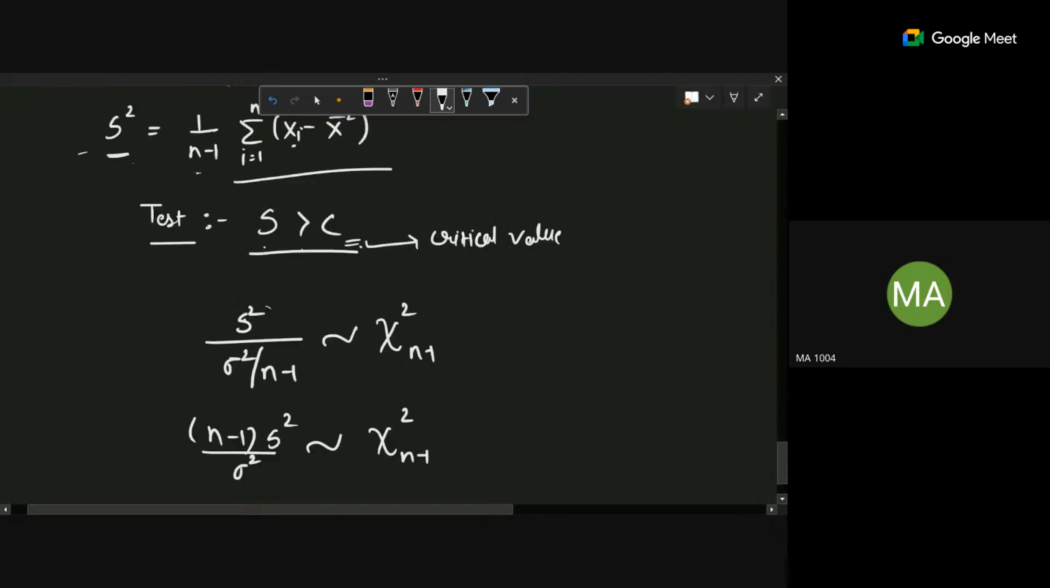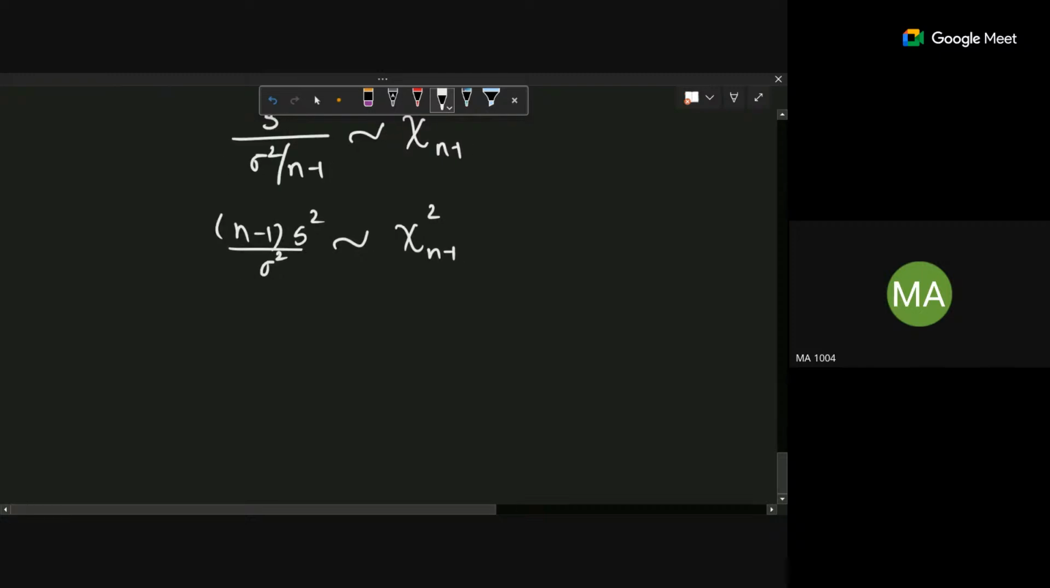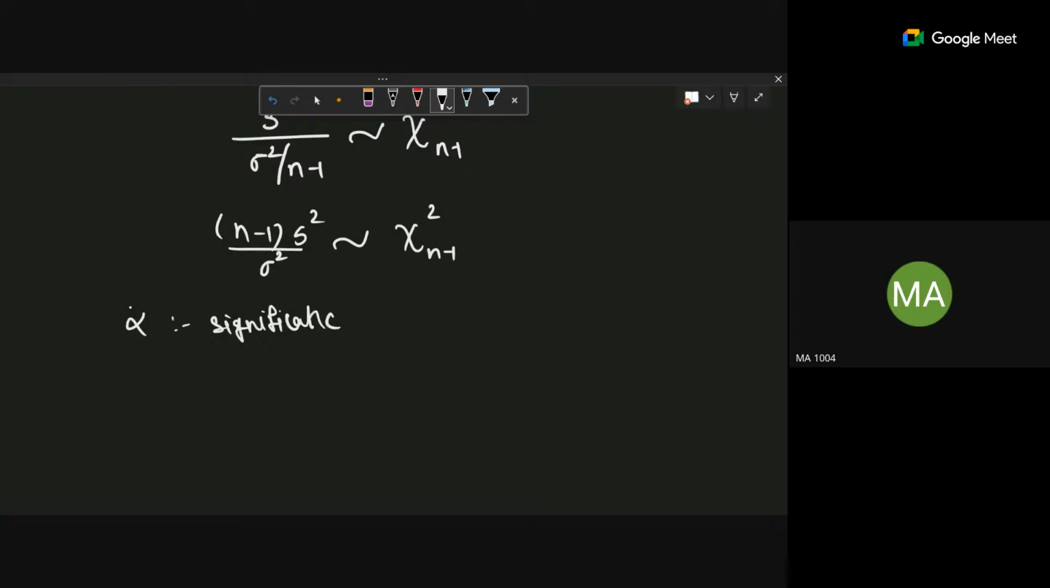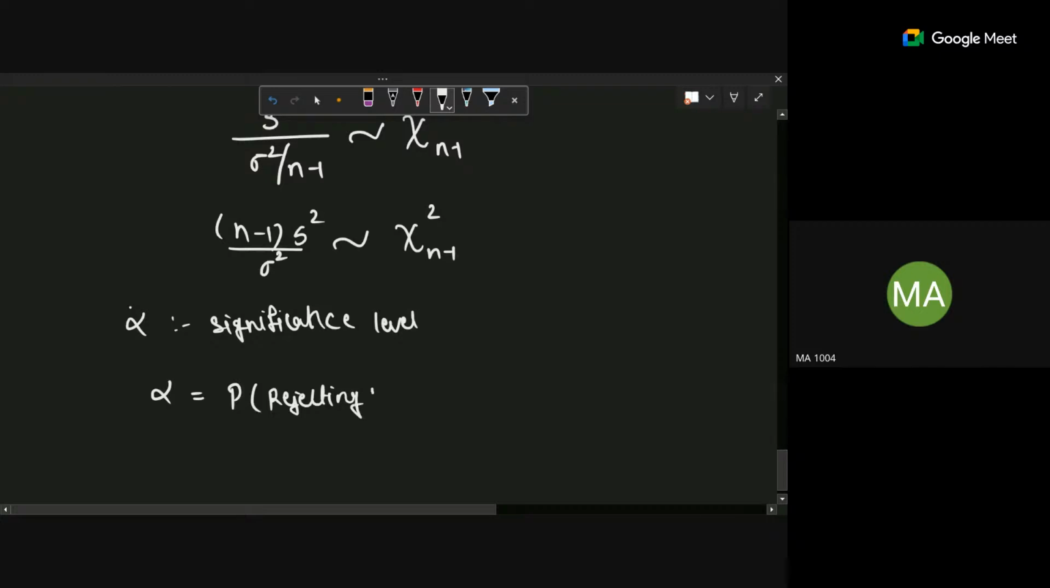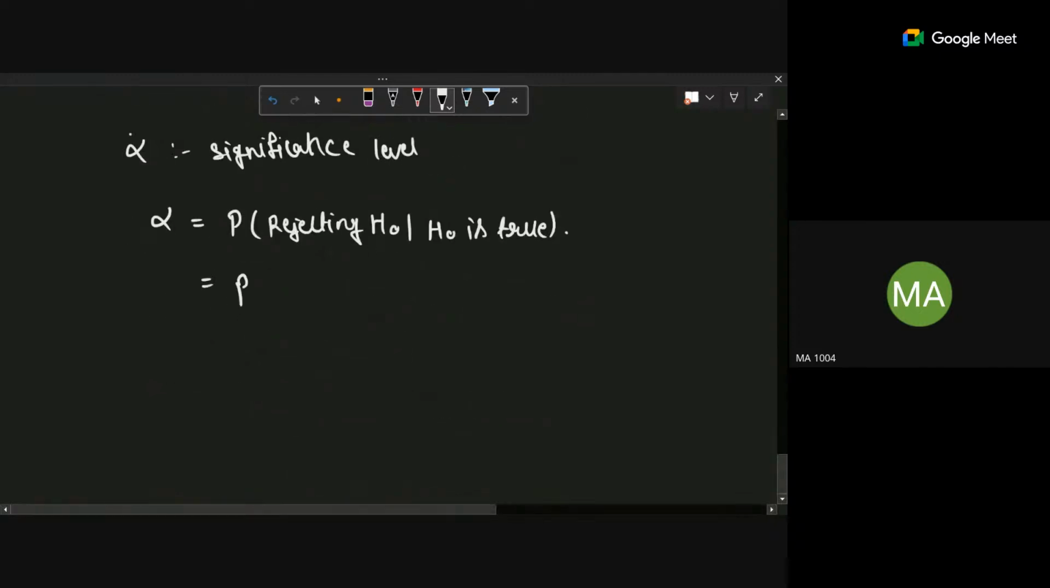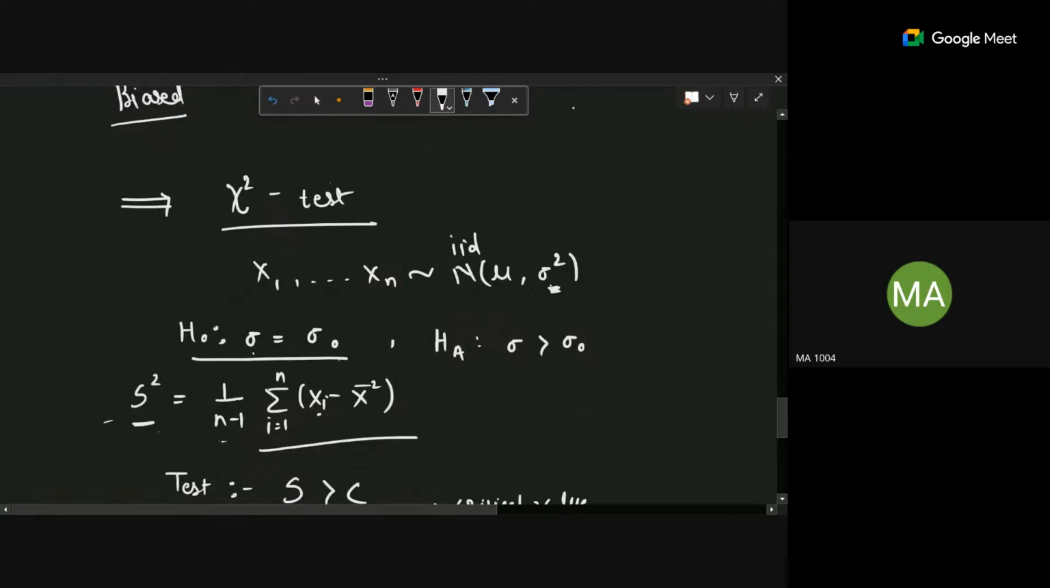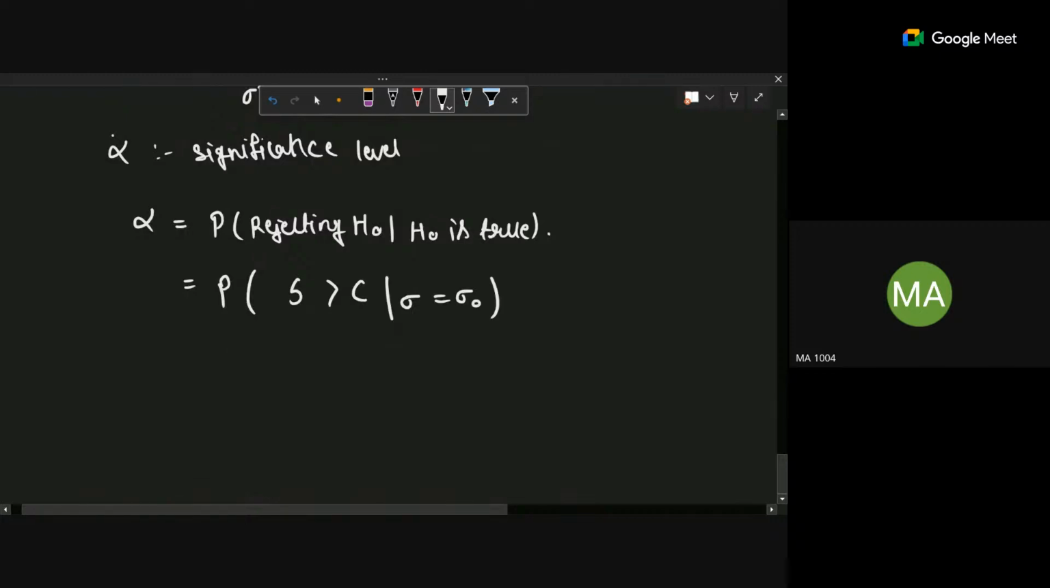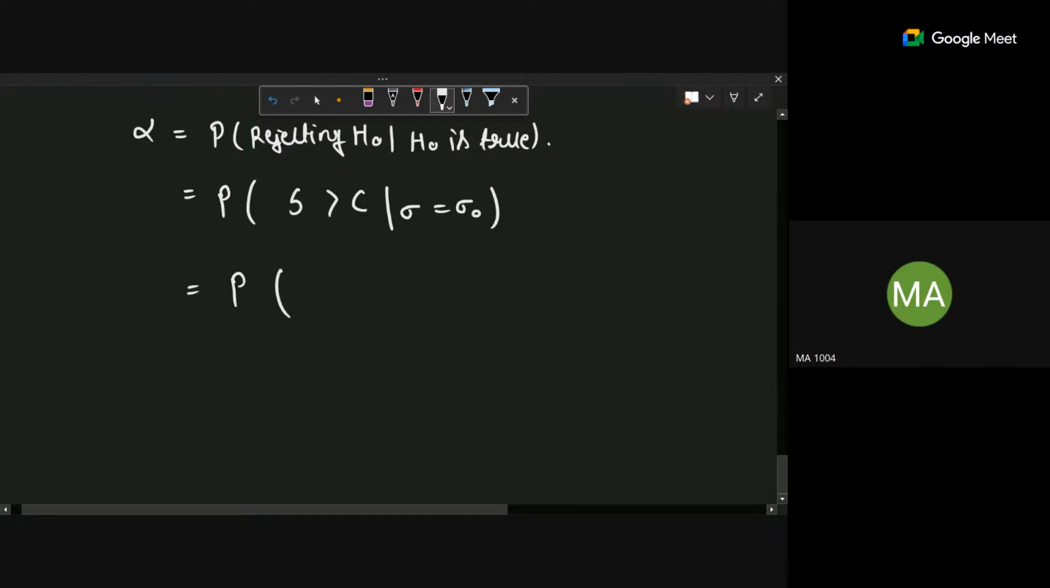So now our test is to reject when S is greater than C, for a particular significance level alpha. In all the tests, we check at which significance level we are rejecting or accepting the null hypothesis. Alpha is the probability of rejecting H naught when it was true. Rejecting H naught means S greater than C. This is equal to the probability that S is greater than C, given that H naught is true, that means sigma is equal to sigma naught. So can I say this as the probability that S square is greater than C square, given that sigma is equal to sigma naught? Is it fine?